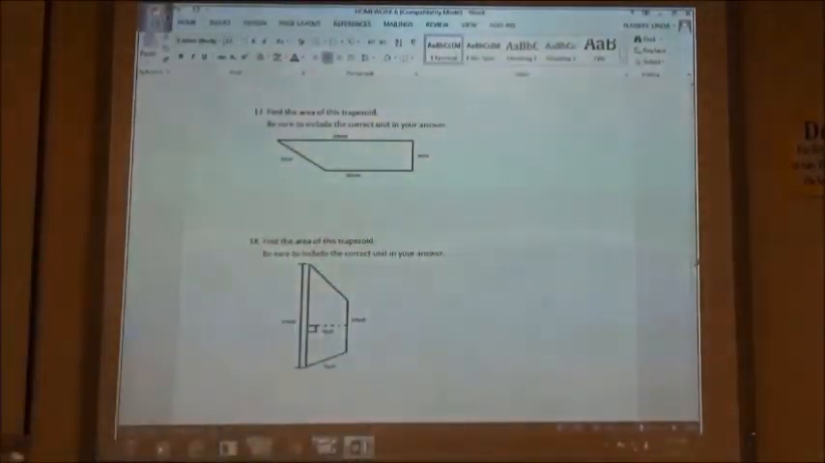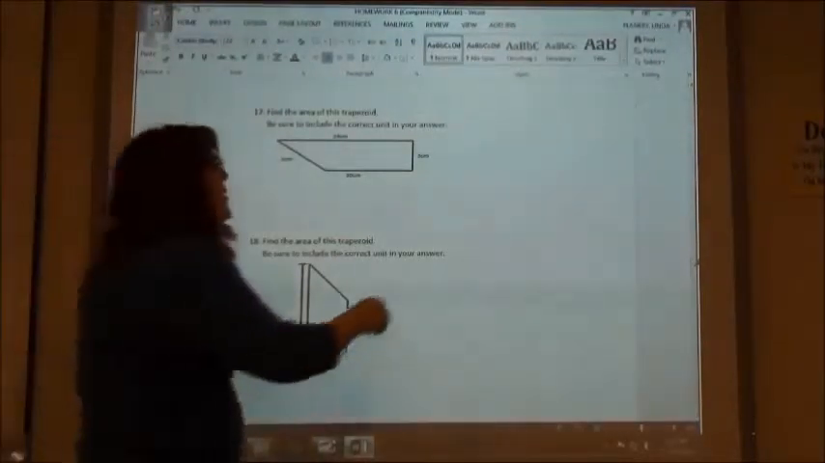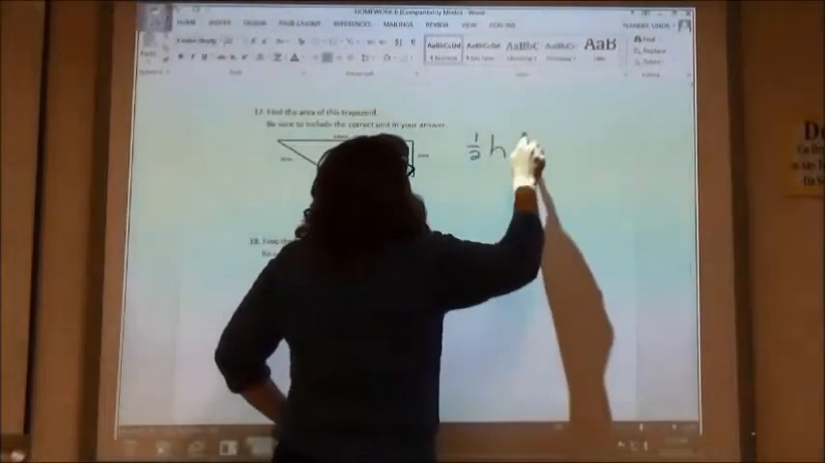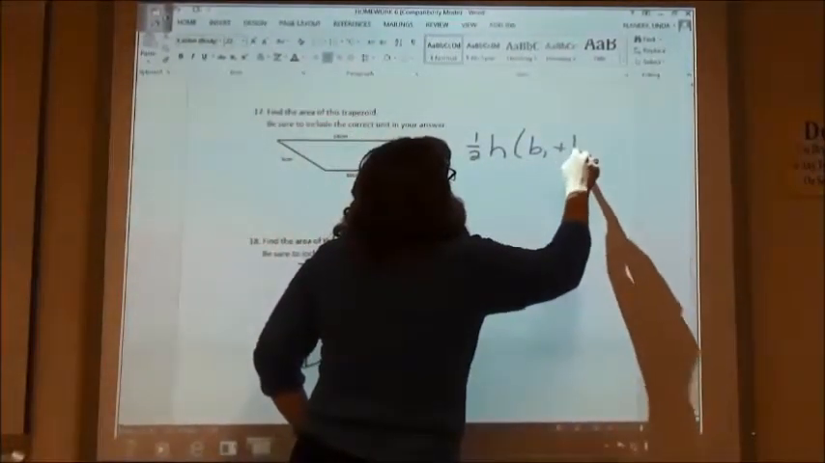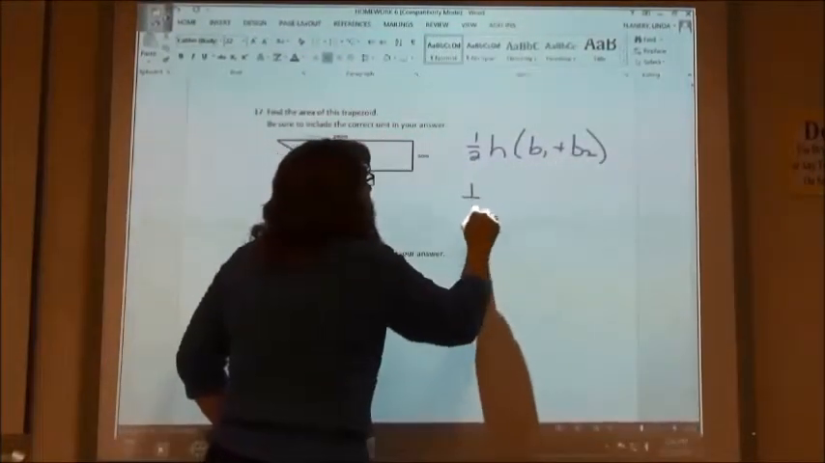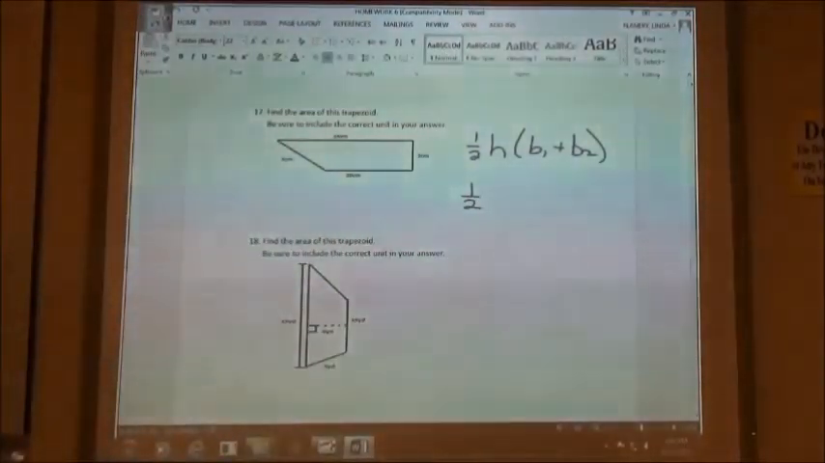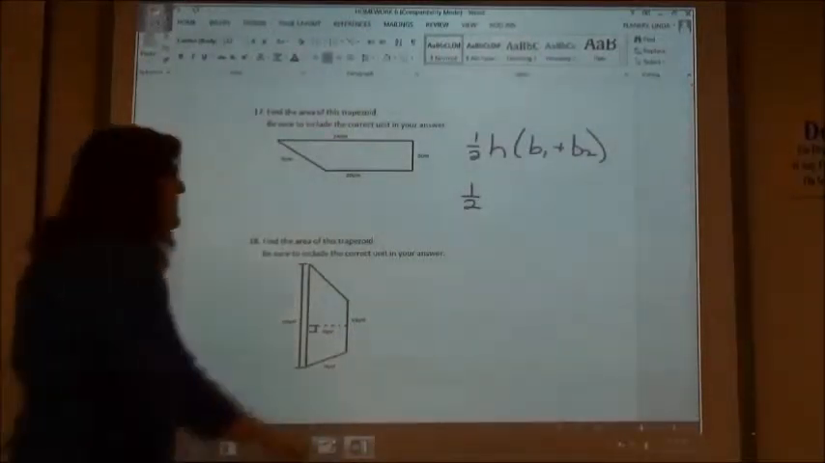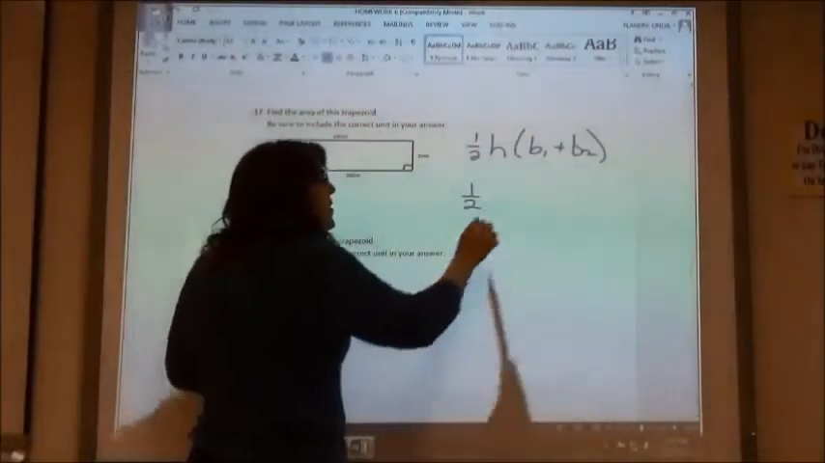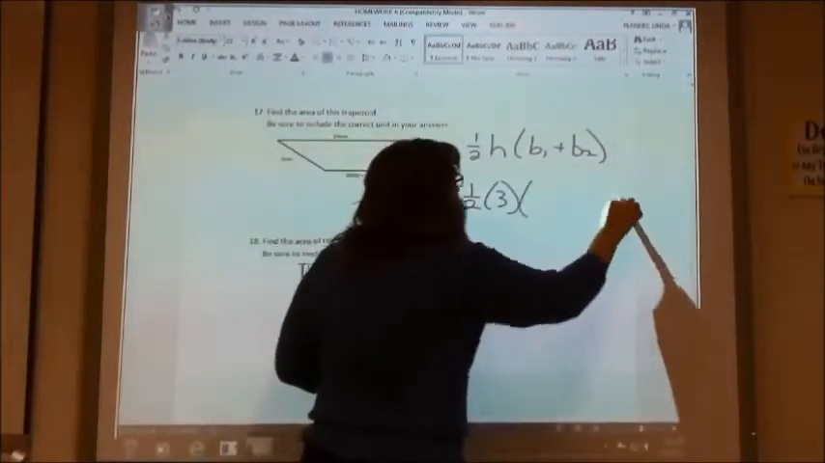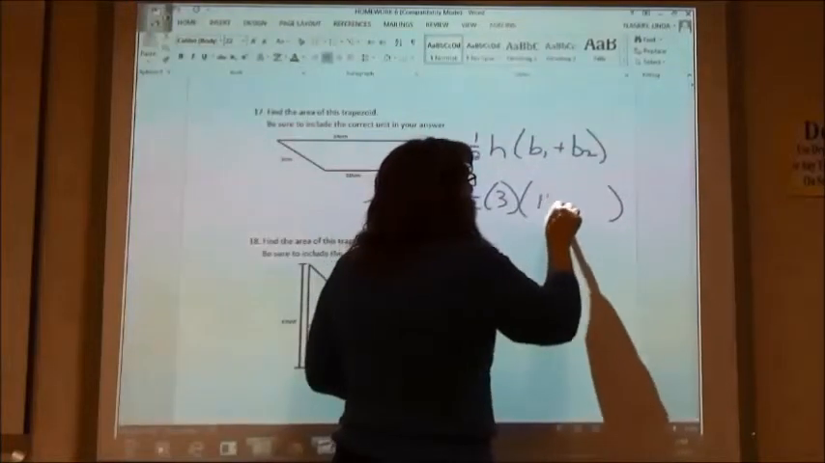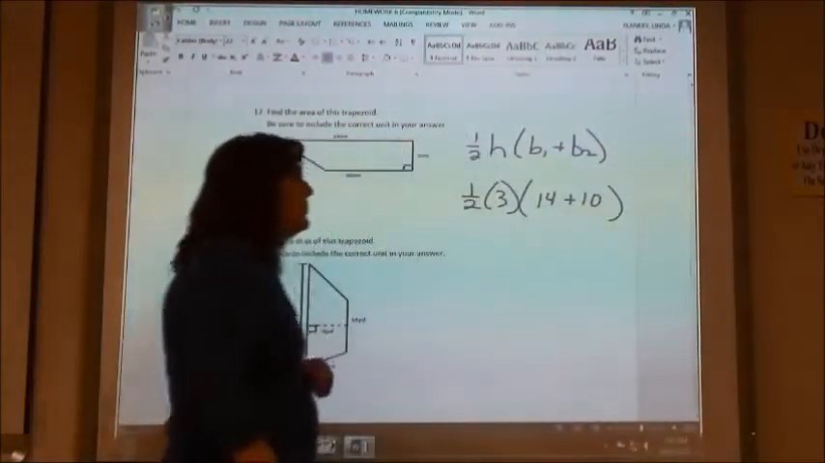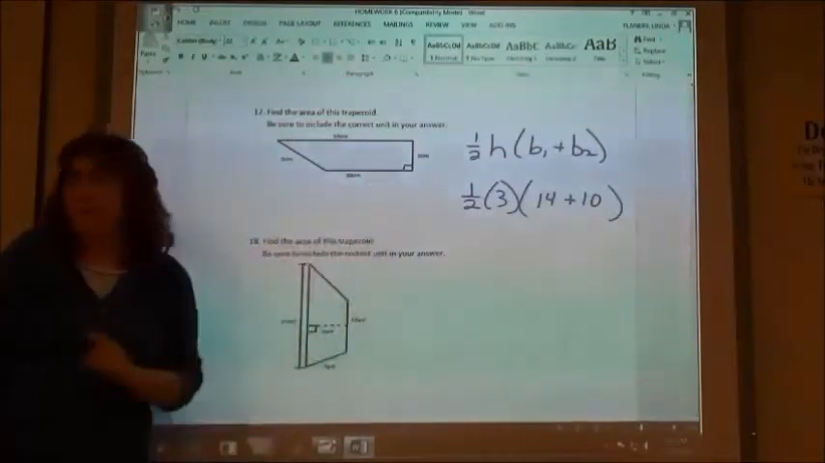So, number 17. We're finding the area of the trapezoid. We know our formula is half the height times the sum of the bases. Which number there is your height? The 3, right? No, they didn't draw the box there to tell you there's a right angle, but hopefully you can tell that the right angle's right there. So my height is 3. My bases are 14 and 10. Those are always the two sides that are parallel to each other.